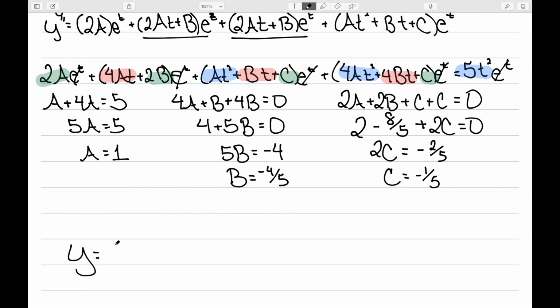So I have a times t squared plus b times t plus c, all times e to the t for my solution.